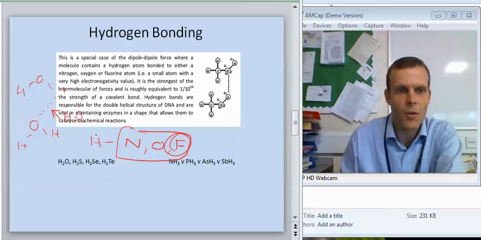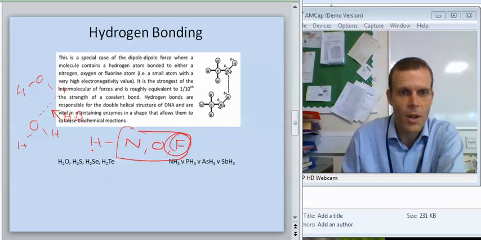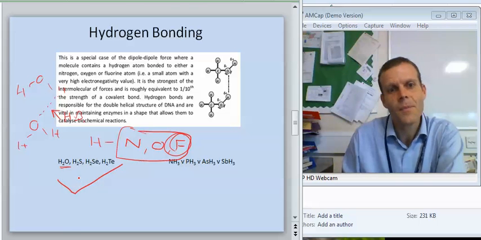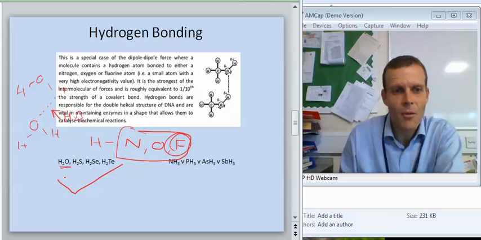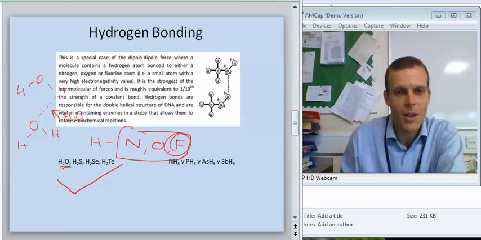And it's going to be stronger than just that dipole-dipole force, and it gives us some unusual trends. So the boiling point of water is 100, which is not what we'd expect without hydrogen bonding. Thanks to hydrogen bonding, life on Earth is possible, because water exists as a liquid at the conditions that we live at.